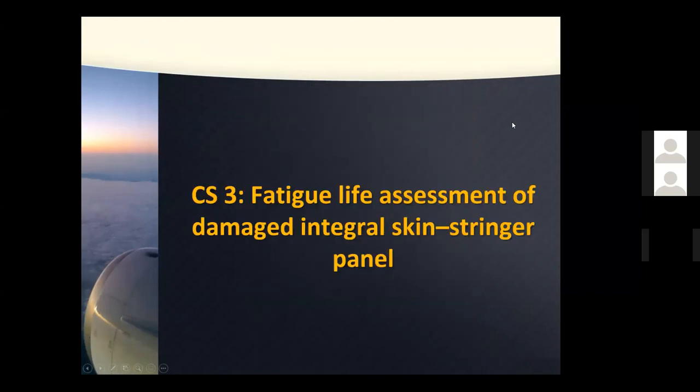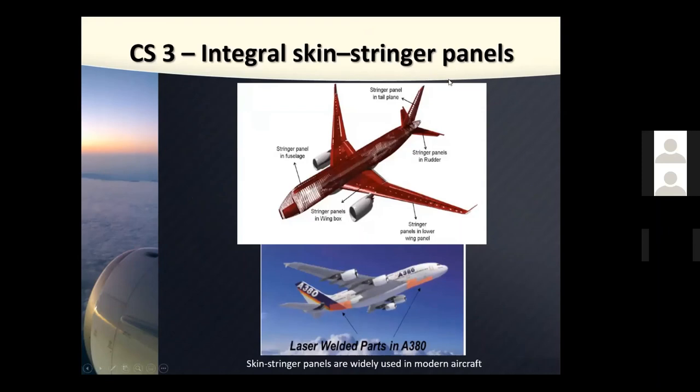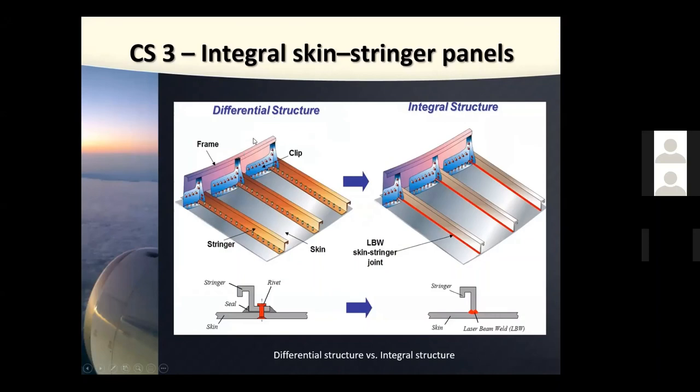And finally, in the last 5 minutes, I just want to show you that in the previous case study, we saw that numerical simulation can sometimes give very precise results, but sometimes differences could be big. So this was a project sponsored by Airbus, when Airbus was working on the design of the Airbus 380. At that time, they decided to replace stringer panels. These skin stringer panels, you can see here, they use on almost every single part of the structure: on the wings, on the fuselage, on the tails. And in the past, they used this so-called differential structure.